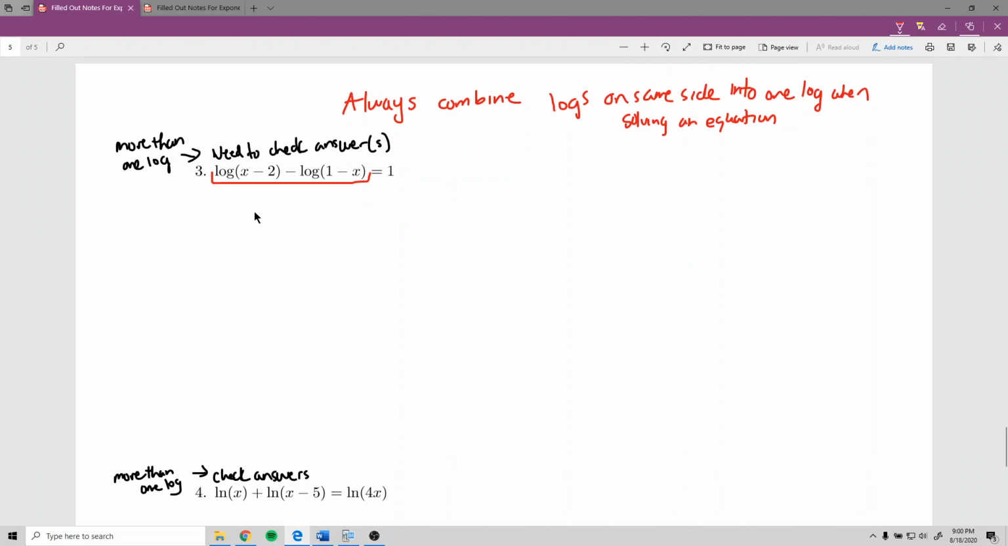Right, now to combine this right here, subtraction becomes division, and there's no numbers out front to move. So we can do it right away. So just a reminder from that, subtraction outside becomes division inside. We get log, and our fraction inside is x minus 2 on the top and 1 minus x on the bottom. And that equals 1, what's on the right side. And now we can switch to exponential form because we have one log over here. It doesn't matter how messy the inside is, we have one log over here and our number over here.